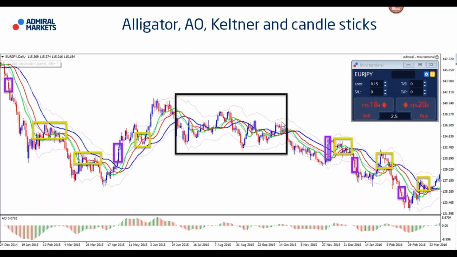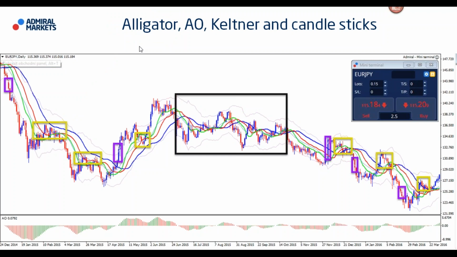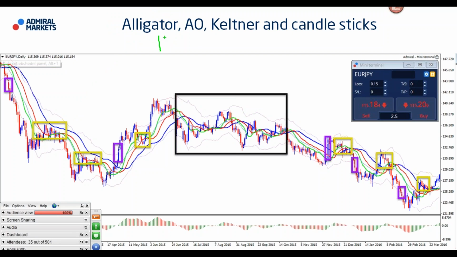And on the other hand, if it's in a range, we can look for bounces off Keltner. So depending on the Alligator state, right, is it flat or momentum? If it's momentum, look for pullbacks. If it's flat, we can look for the breakout or for the bounce within the range. All right, so basically Alligator first for the trend, second Keltner for bounce or break or pullback.